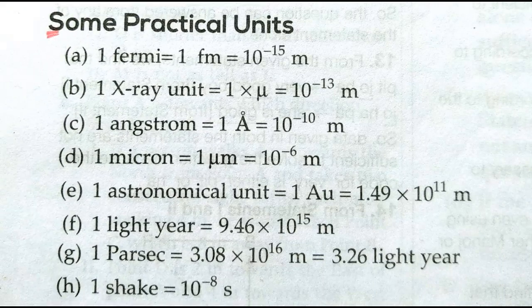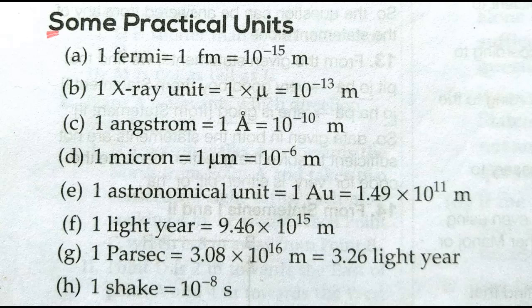Okay. Some practical units. 1 Fermi is equal to 10 power minus 15 meters. 1 X-ray unit is equal to 10 power minus 13 meters. 1 Angstrom is equal to 10 power minus 10 meters.